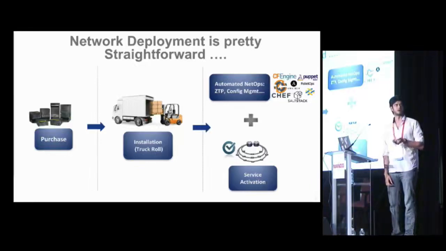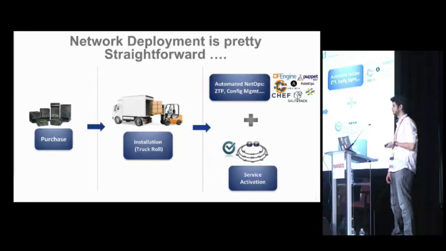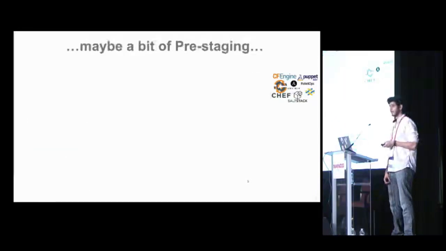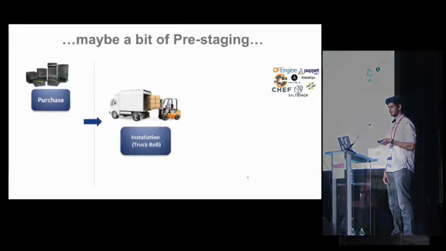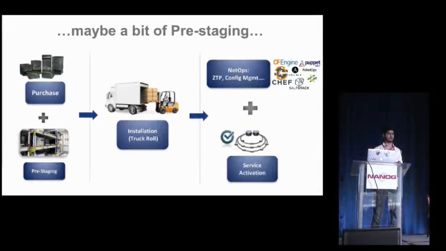You've got a bunch of config management tools, possibly combining with your network devices if they're supported, and that should eventually lead to service activation. So that seems pretty straightforward. But you usually have a little bit of pre-staging that goes along with this. So let's just imagine that you would purchase your devices, but you would probably want a little bit of pre-staging before the truck roll eventually leads to service activation. So that's fine too. Probably another stage gets added.